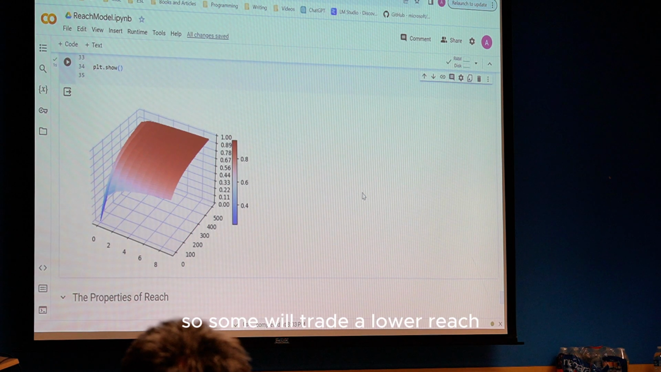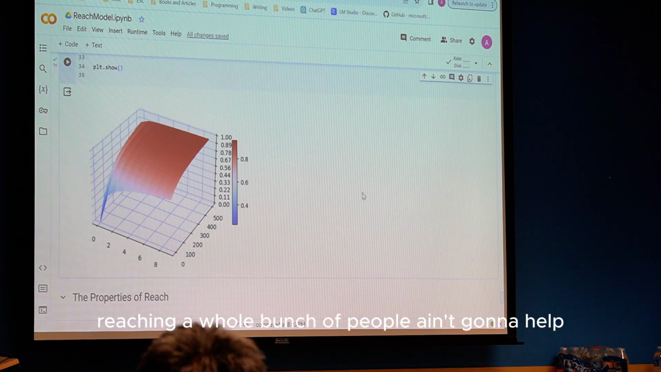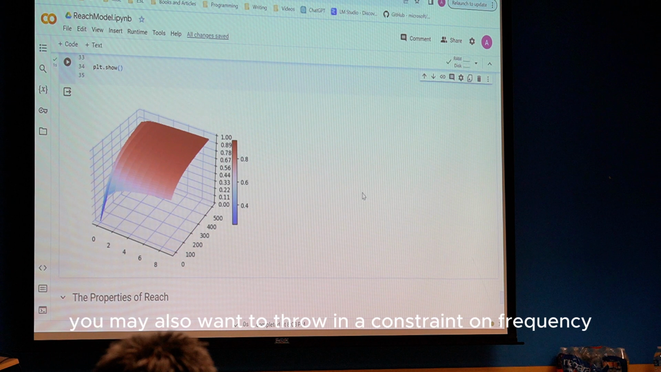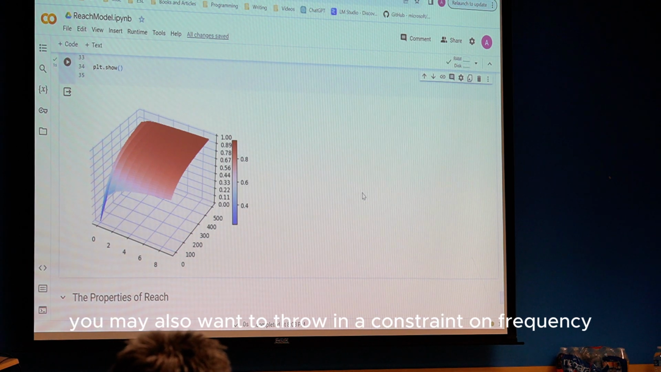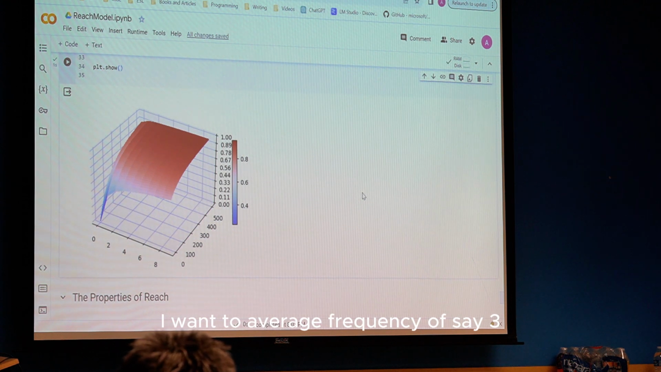So some will trade a lower reach for a bit of a higher frequency, under the assumption that reaching a whole bunch of people isn't going to help if they're going to forget about me that quickly. So in addition, you may also want to throw in a constraint on the frequency, right? So an additional constraint would be like, hey, I want an average frequency of, say, 3.